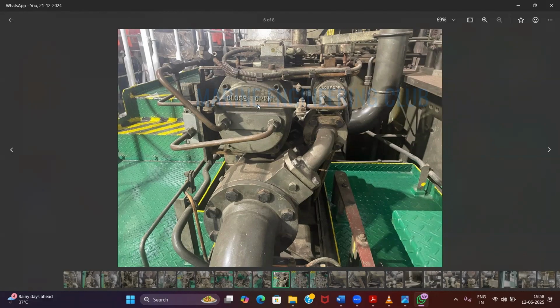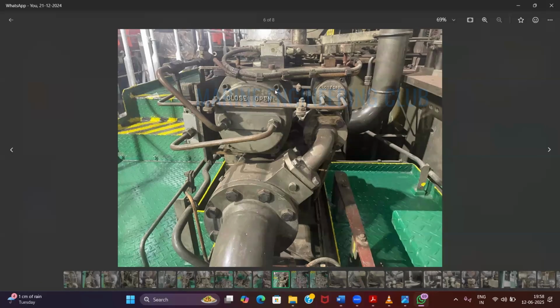This 7 bar air will come. It will open my slow turning valve. When the slow turning valve is open, the air will follow this path only, not this path. This is closed till now. Suppose 30 minutes, yes sir, has happened after you press standby.